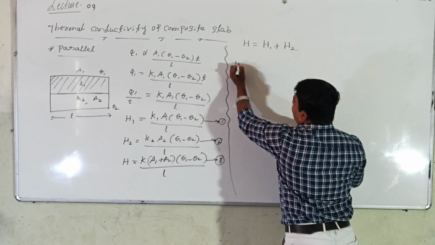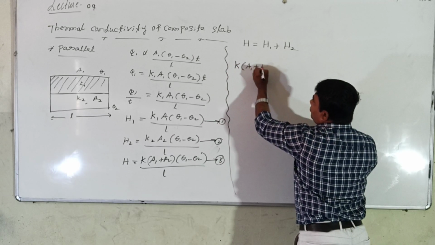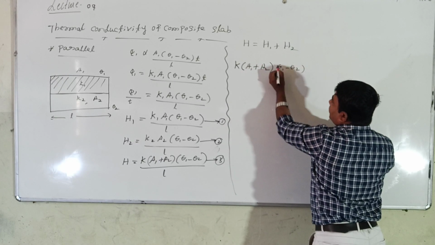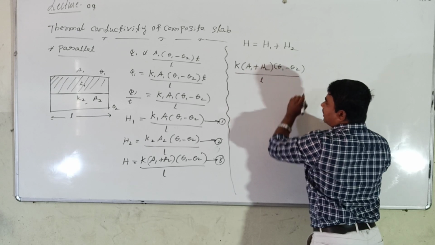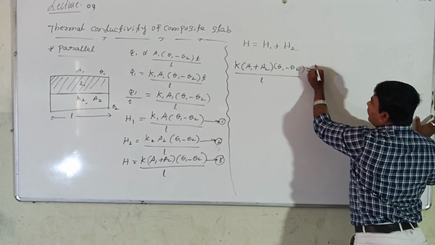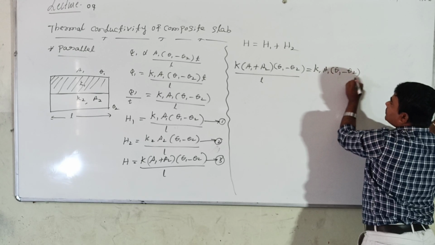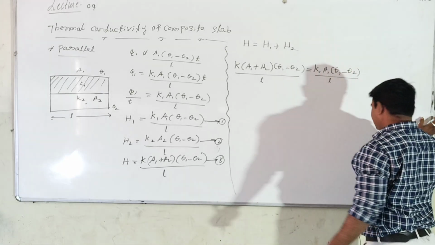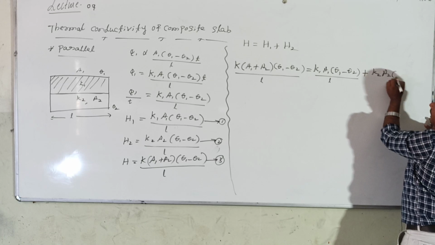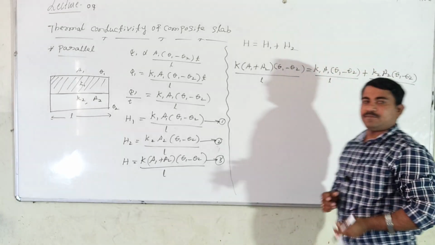K, the equivalent thermal conductivity, into bracket A1 plus A2, into bracket theta 1 minus theta 2 whole divided by length L, equal to H1. H1 means equation 1: K1 A1 into bracket theta 1 minus theta 2 whole divided by length L, plus H2. H2 means K2 A2 into bracket theta 1 minus theta 2 whole divided by length L. Are you following me?